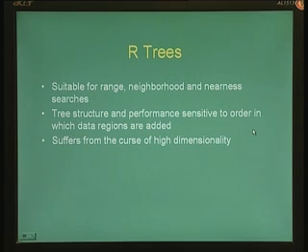And R trees are suitable for range searches, neighborhood searches, nearness searches and so on. But however all of these suffer from the curse of high dimensionality, and let us not try to prove this here, but it's obvious when we analyze these data structures more closely.